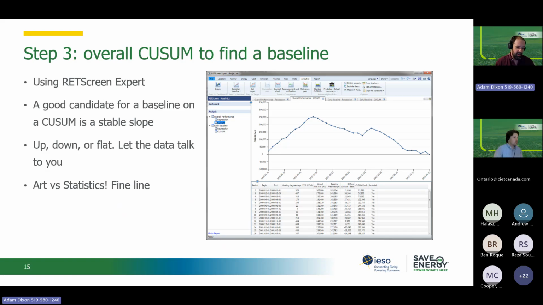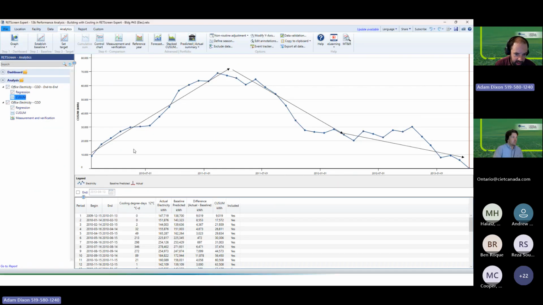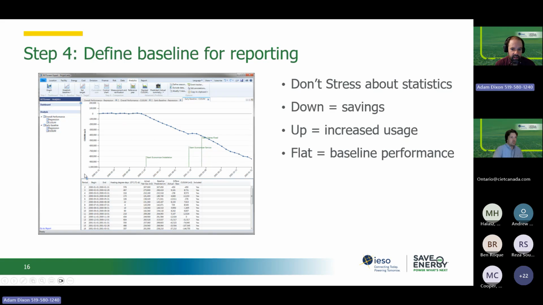And again, like I said, this is art versus statistics. There's a fine line. I said I'm not looking at the details right now. This is where it crosses the line into the art of baselining: I do have to ignore these little waves and these bumps here. I can explore them later, but once I've found that candidate of the first year, I can come back to the slides and define the baseline period. So don't stress about the statistics at this point. As long as you have a relatively good R squared, you do your baseline period.